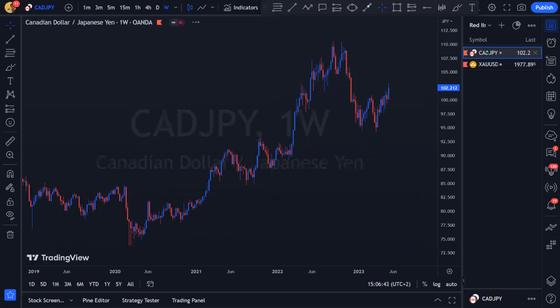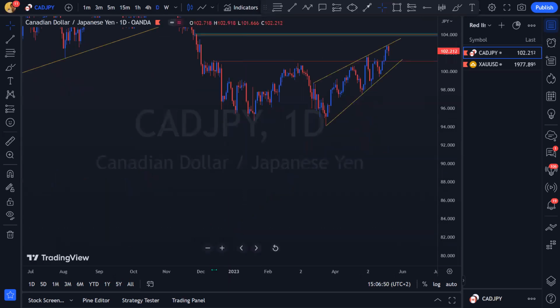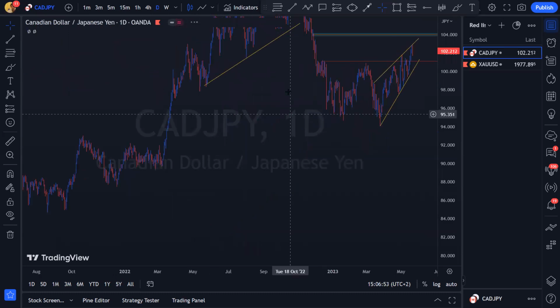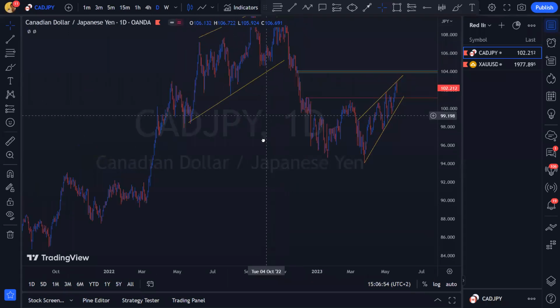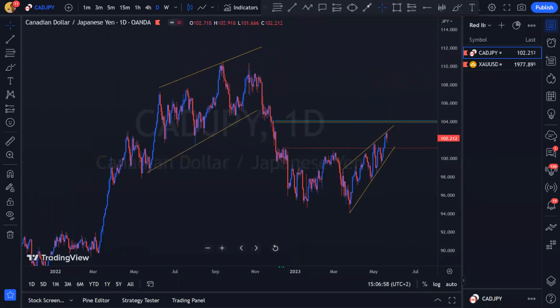So we'll start off with CAD yen. We'll go down onto the daily. We'll start off on the daily. So basically all we're going to be doing on the daily is just finding or at least discussing a directional bias. And then obviously once we've got a directional bias, we go down to the 4-hour and we find our point of interest, which is where we plan to make our decisions.